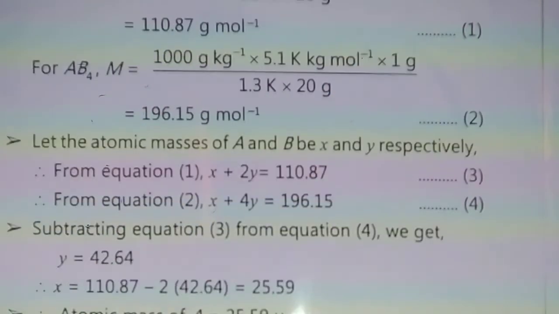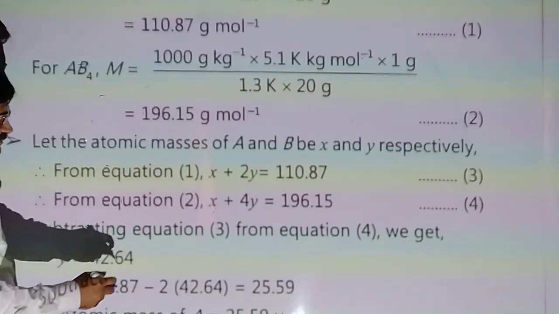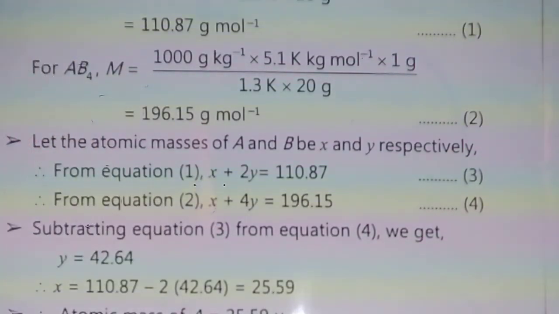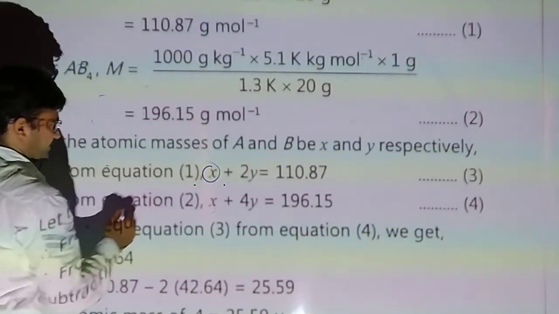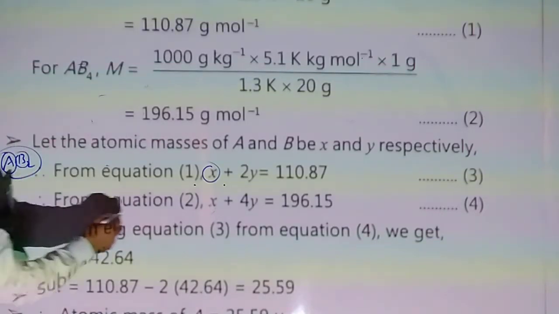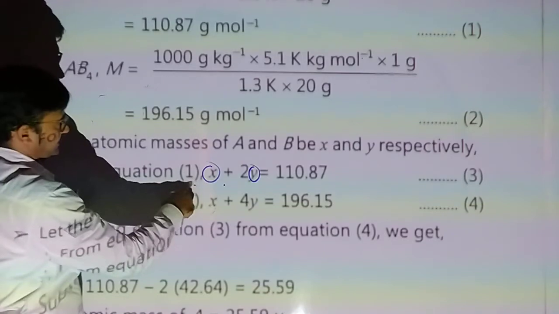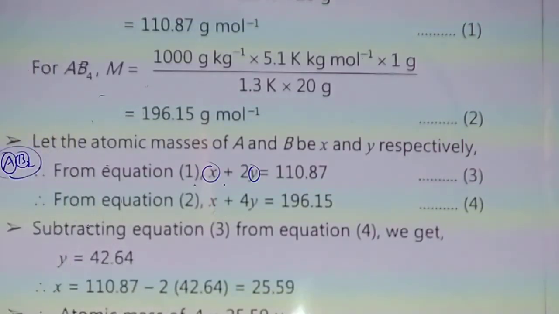Now let the atomic mass of A and B be X and Y. Here, A has X. In AB2, you can see A is 1, B is 2. So assume the mass of A is X and the mass of B is Y. So B 2 times plus A 1 times is equal to 110.87.